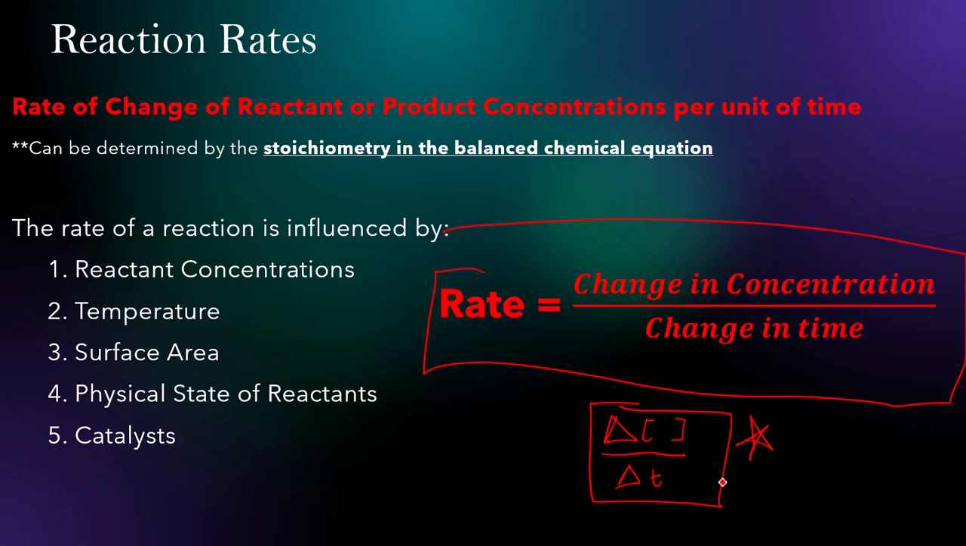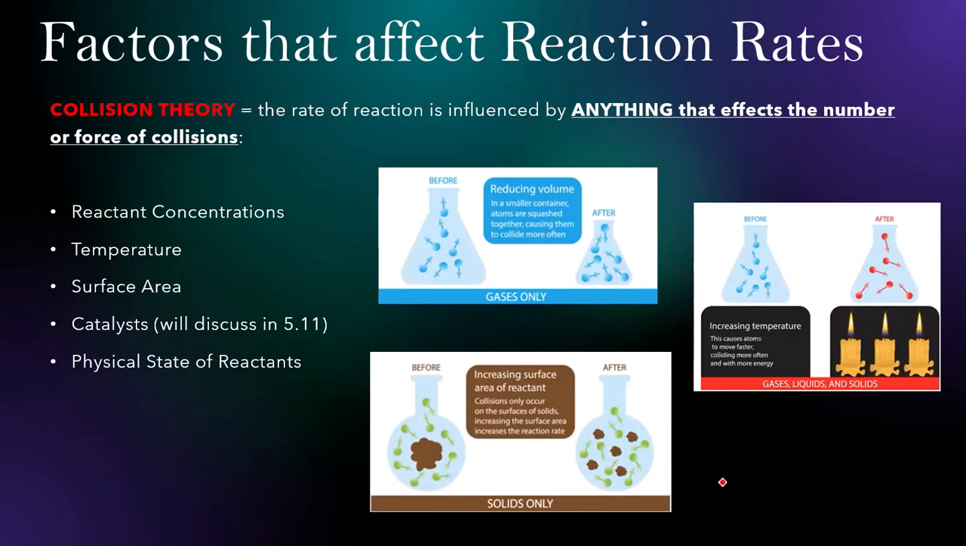So how do these factors influence the rate of reaction? Well, it comes down to collision theory. The rate of the reaction is going to be influenced by anything that affects the number or the force of the collisions. So if we talk about reactant concentrations, if we increase the amount of reactants we have available, they're going to collide more frequently. If they collide more frequently, the rate of the reaction increases.